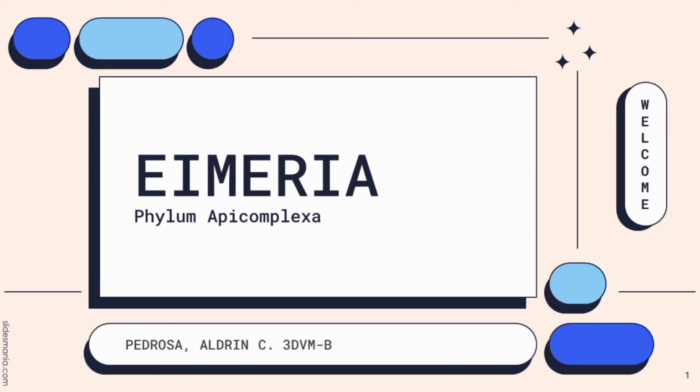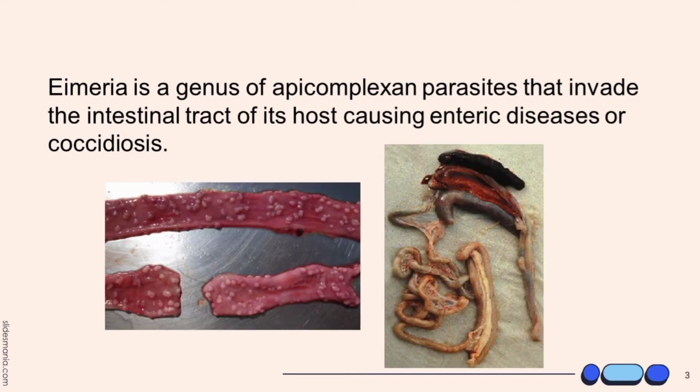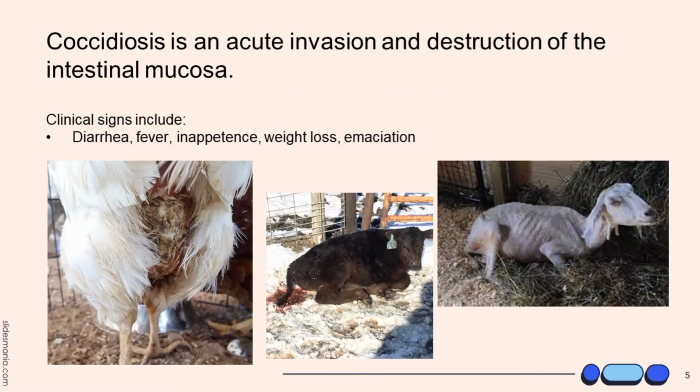So Eimeria is a genus of Apicomplexa parasites that invade the intestinal tract of its host, causing enteric diseases or coccidiosis. Coccidiosis is an acute invasion and destruction of the intestinal mucosa. The clinical signs include fever, diarrhea, inappetence, weight loss, and emaciation.